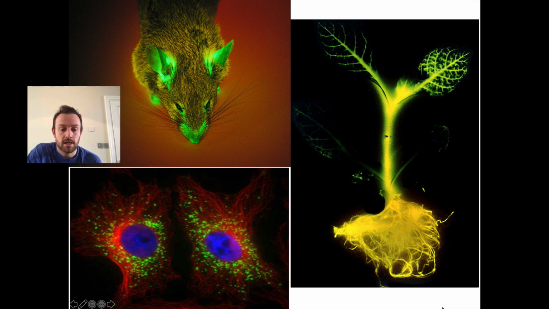We've got a rat here. We've got some vesicles. I think those are the lysosomes highlighted there with the green fluorescent protein in some cells. And then here we've got, this looks like the vascular tissue, possibly the xylem of a plant.